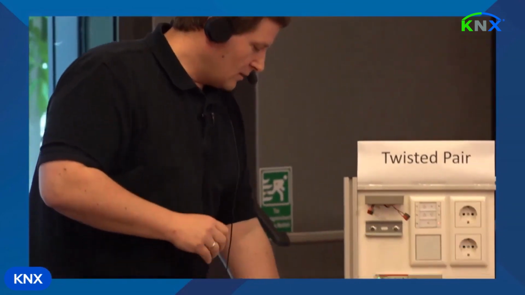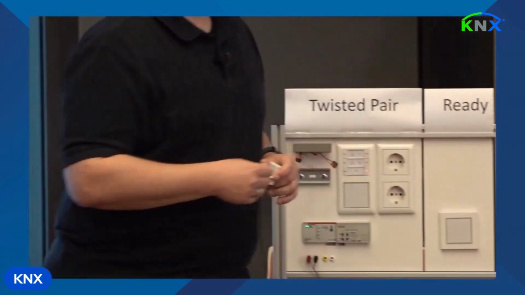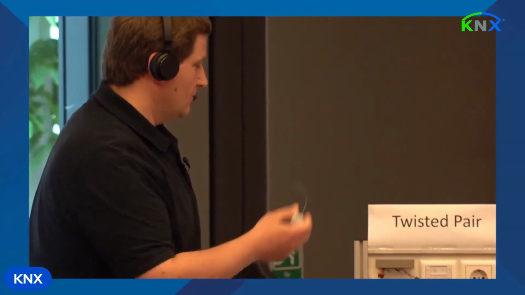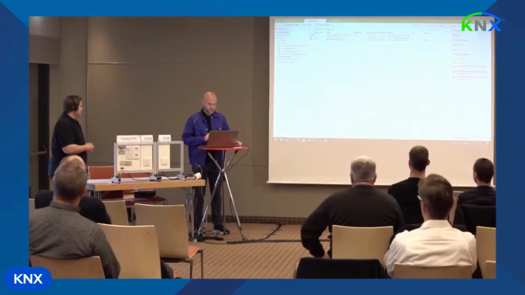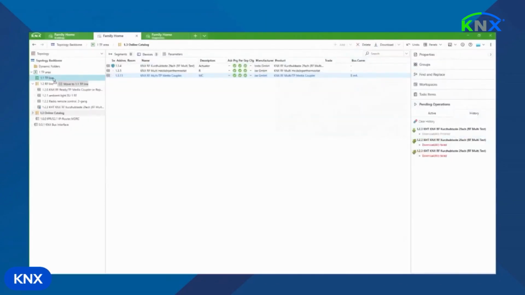And one thing that makes it a lot easier to work with RF media couplers is the functionality of segment couplers. So that you can now, inside a twisted pair line, have a segment for all of your radio frequency devices. And you can do this by simply dragging and dropping a media coupler into the twisted pair line, as you do with all of the other devices in that line. And let's see what's happening then. So here's this new coupler in the online catalog, and I simply, like you told me, add it to the twisted pair line.